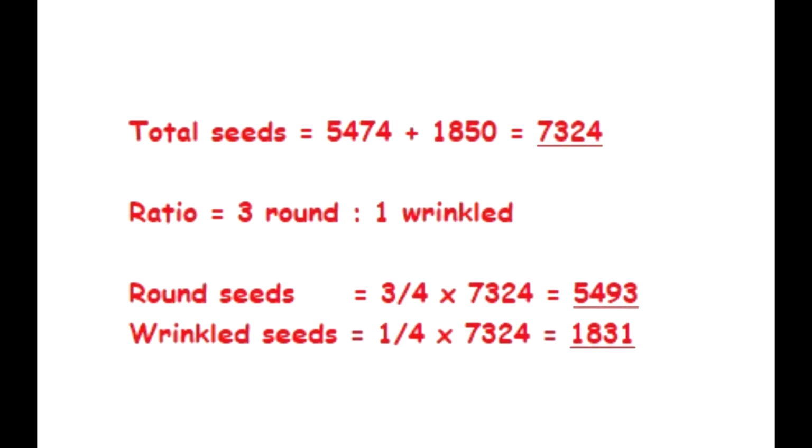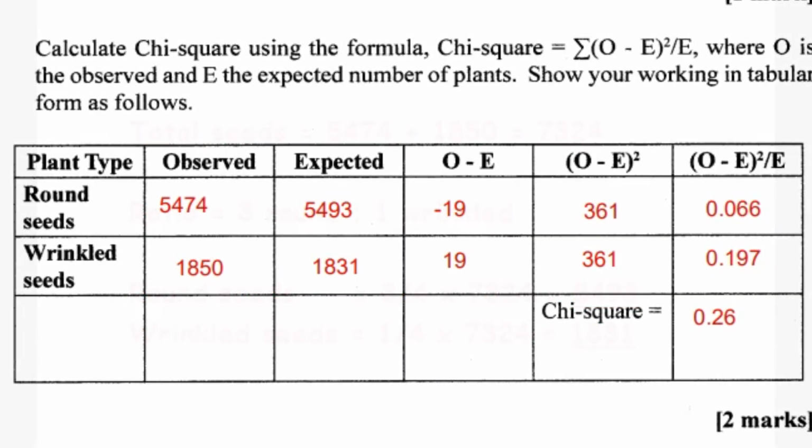When you calculate the difference between the observed minus the expected for the top, you get negative 19. So 5,474 minus 5,493 is negative 19. And if you do the same down here, observed minus expected, you get 19. When you square this value, you get 361 in both cases.